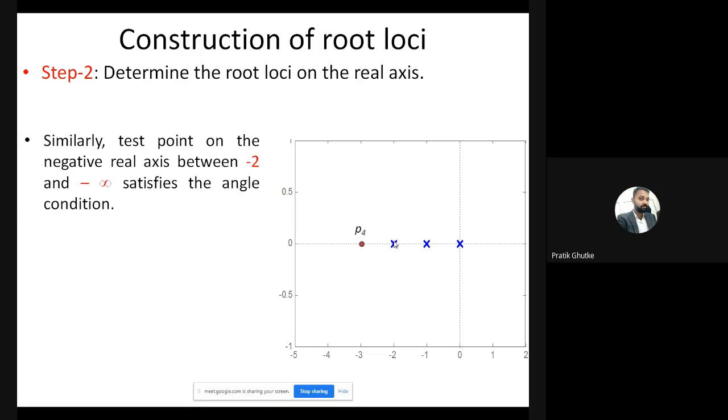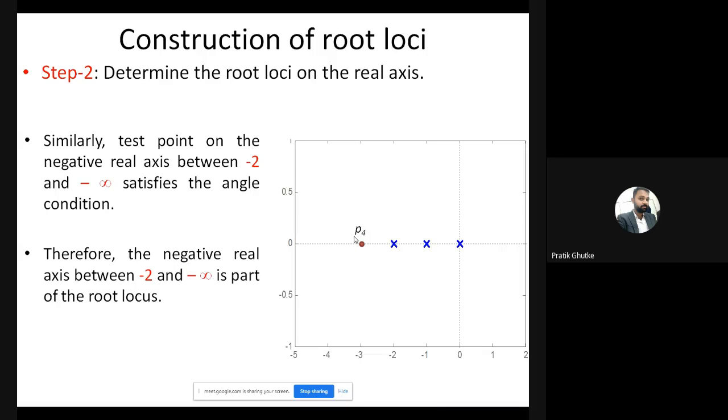So now determine the root locus on the real axis. Similarly, the test points on the negative real axis will be between minus 2 and infinity. So there it can exist a root locus. Why? Because see, on point P4 I can see an odd number of poles on the right hand side, means 1, 2 and then 3. An odd number of poles are there, means this region is root locus region. There it can exist a root locus between minus 2 and infinity. Okay, now the angle condition is satisfied. Therefore, the negative real axis between minus 2 and minus infinity is a part of root locus.